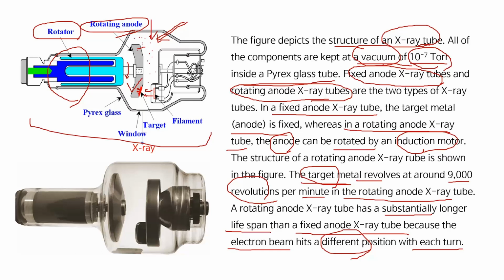This picture shows the X-ray tube. This is the metal target, the anode, and there is an induction motor, and this is the electron gun filament. Electrons are produced by heating this filament, and X-rays will come out through the window. Okay.